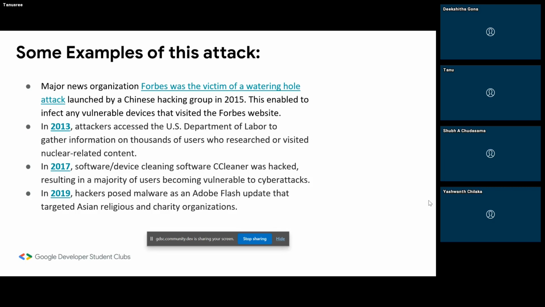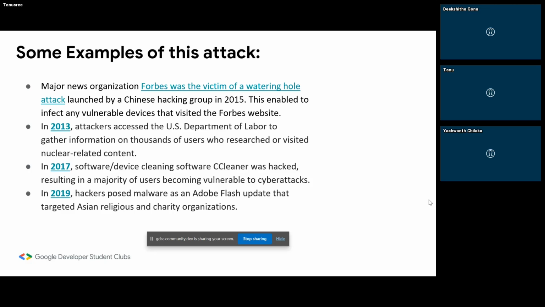In such a way, in 2013, the US Department of Labor website also gathered information on those who visited the nuclear-related content on it. Also, we tend to download many cleaner apps on our desktop, which could be not so secure.